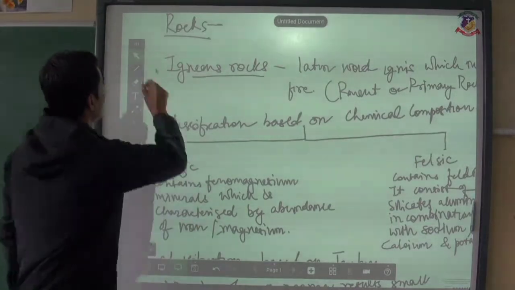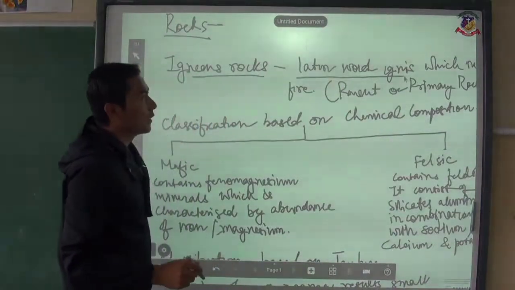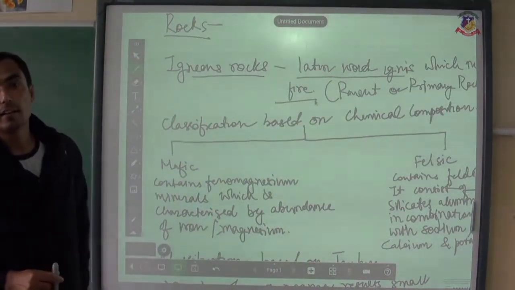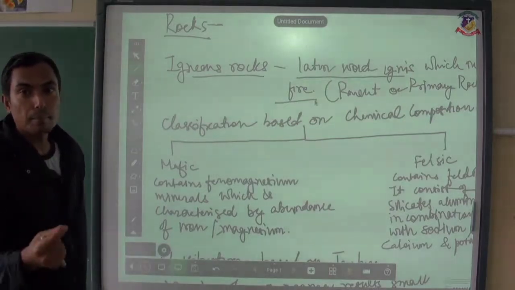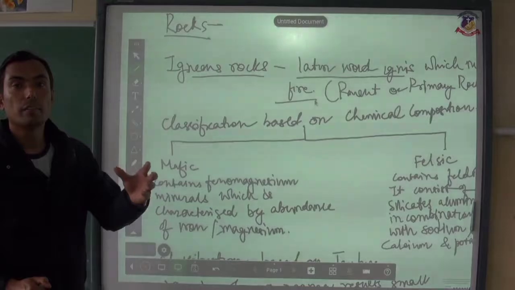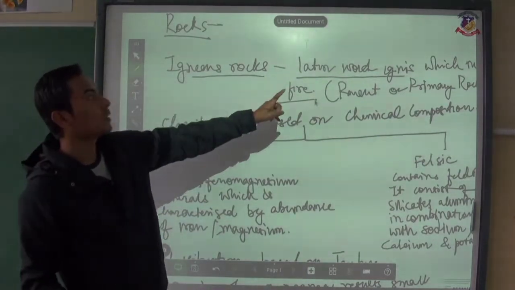Now if you look at igneous rock, it is a particular rock whose name is derived from the Latin word ignis, which means fire. Why is it being termed as fire? Because whenever the magma gets ejected out from the volcano, it is very, very hot in nature, and that is why it is referred to as fire.